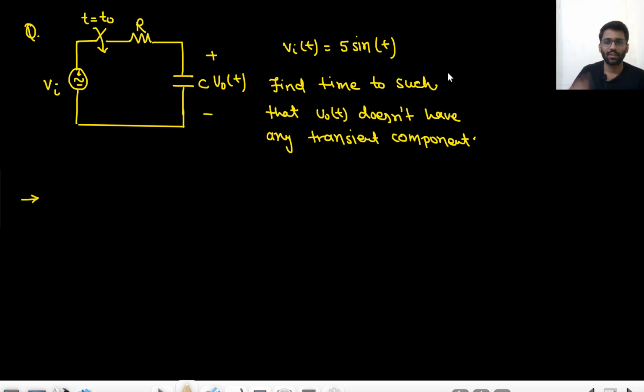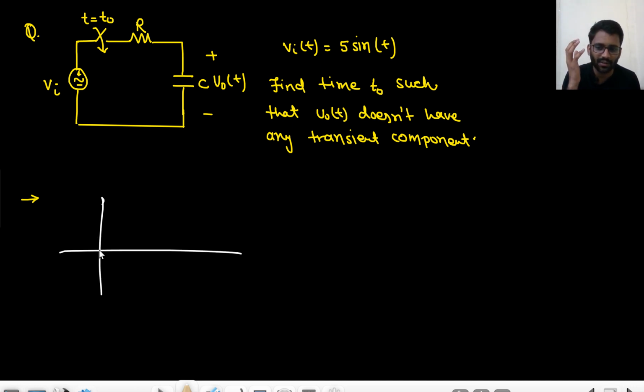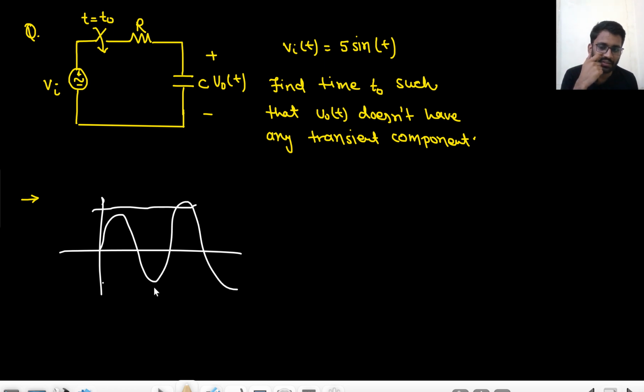Okay, so now we will see this question. So in this question, your switch is being closed at t equals t naught. Now what does that actually mean? Let's just assume this is your sine wave, this is your input 5 sin omega t. So this input is running from t equals 0. And let's just assume something is t equals t naught. So here this switch is being closed.